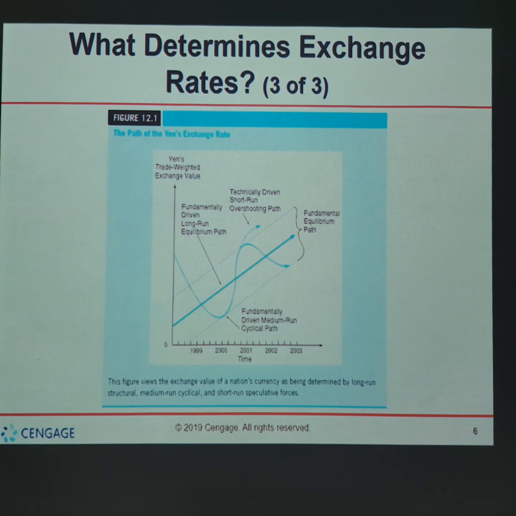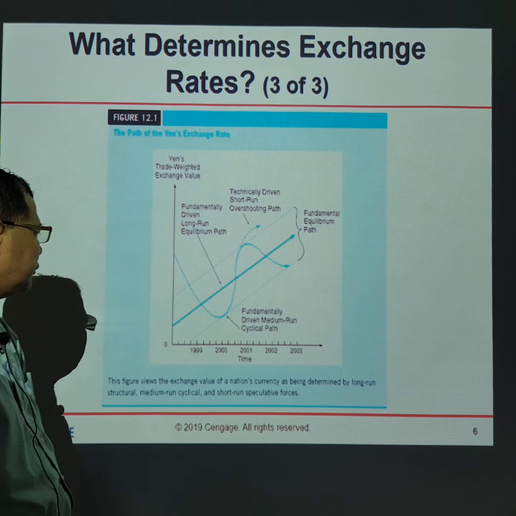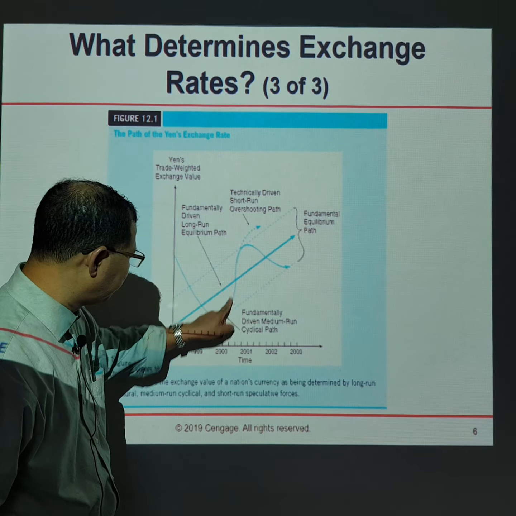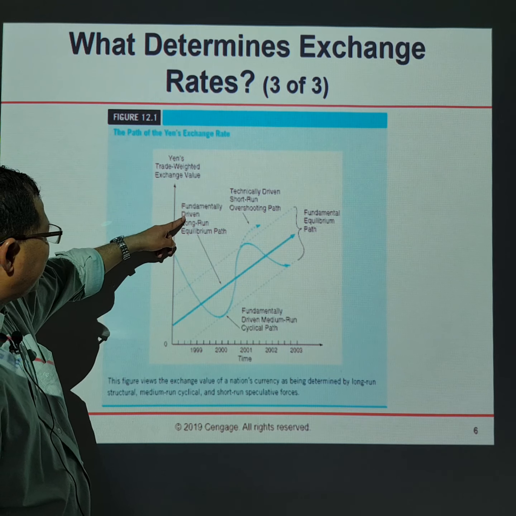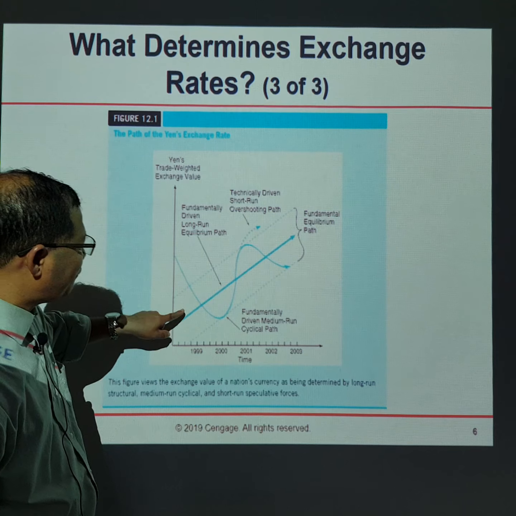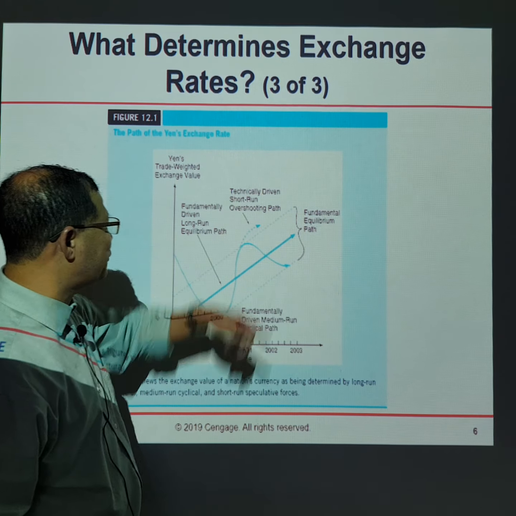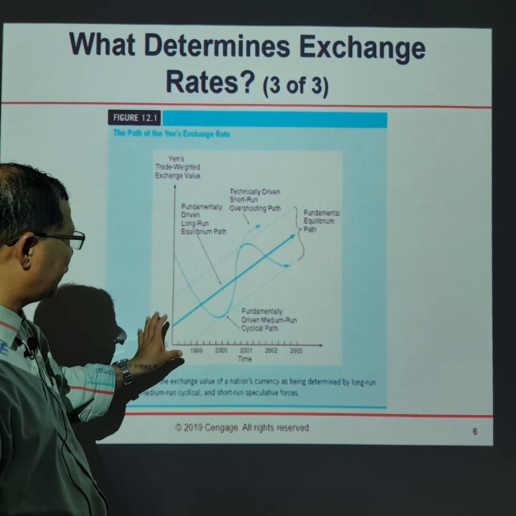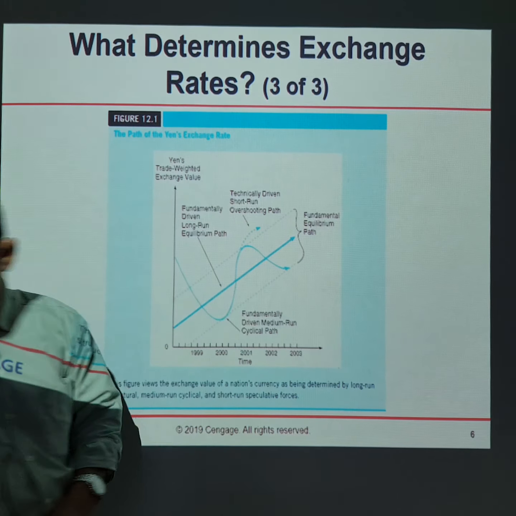From here, we see that it is fundamentally driven: the medium run, cyclical path, and the fundamentally driven long run, equilibrium path. And that can happen in the short run. There's a technically driven short run overshooting path. However, this is the fundamental equilibrium path, this way.